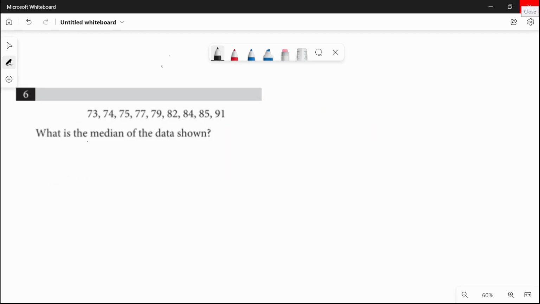In this question we are asked to find the median. So we are going to cancel out 73 with 91, 74 with 85, 75 with 84, and 77 with 82, and we will be left with 79, which is the number that's right in the middle when the data set is ordered from the lowest to the greatest.